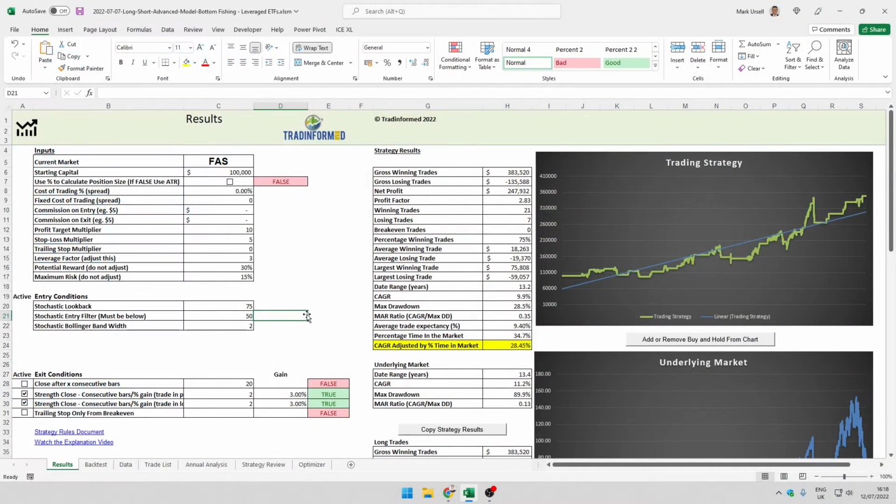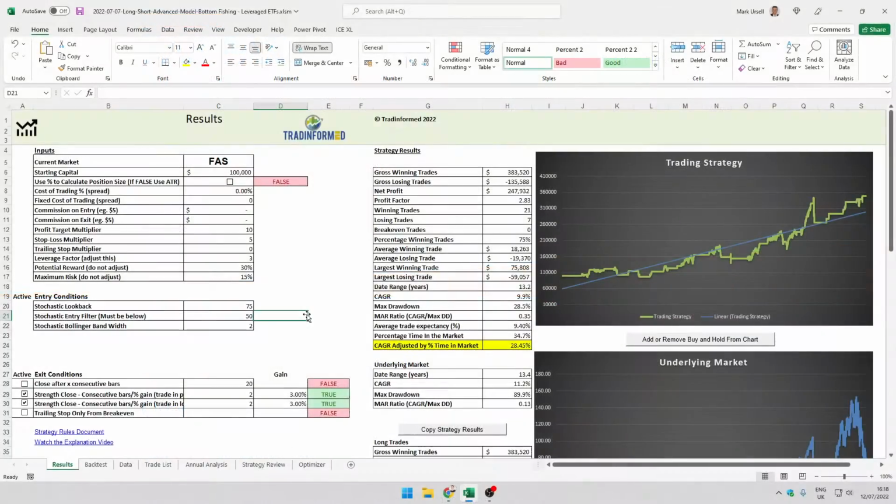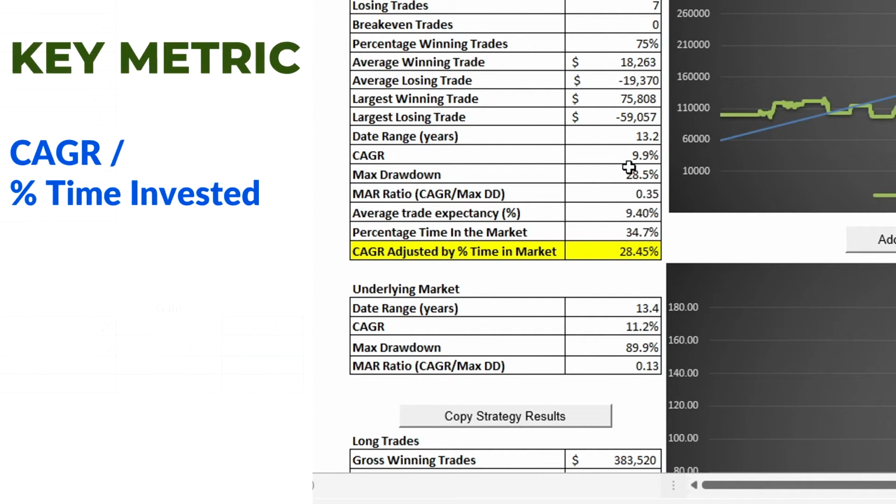I want to start by looking at FAS, which is the Leveraged Financials ETF, and I'm going to direct your attention to the key metric for this analysis. Compound annual growth rate adjusted by percentage time in the market. Now this is a simple metric. It is compound annual growth rate divided by percentage time in the market.